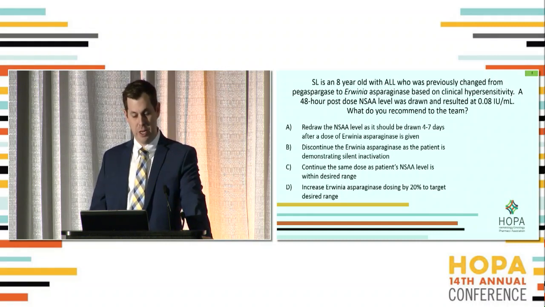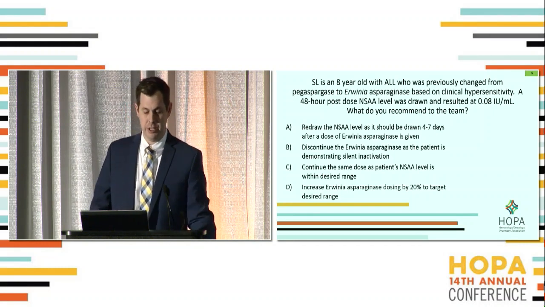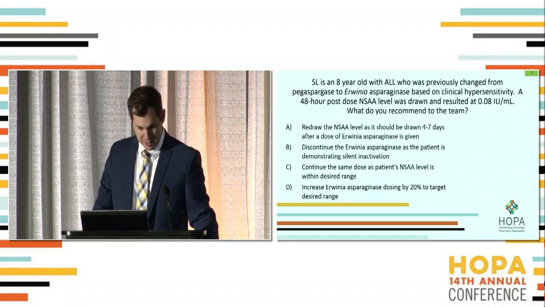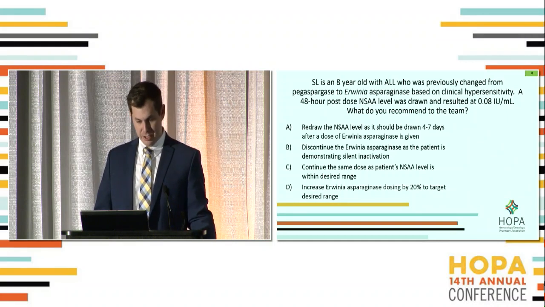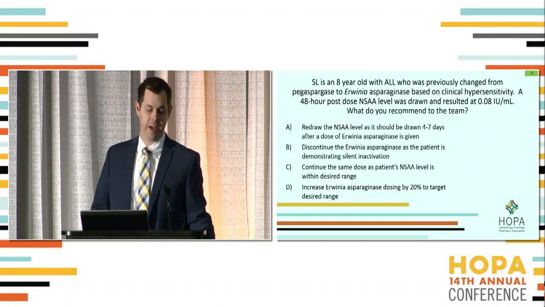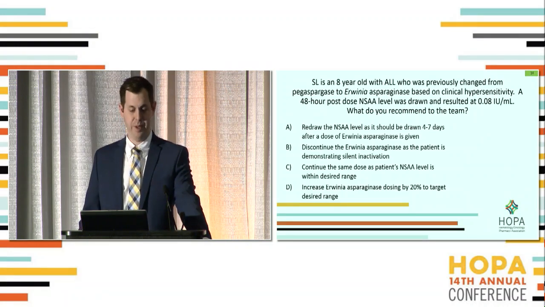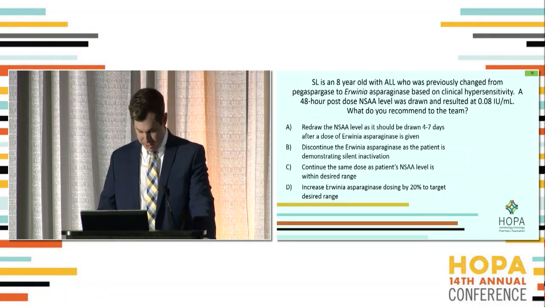Do you recommend to redraw the level as it should be drawn 4 to 7 days after a dose of Erwinia? Do you recommend to discontinue Erwinia as the patient's demonstrating silent inactivation? Would you recommend to continue the same dose as the level is within range? Or would you recommend to increase the Erwinia asparaginase dose by 20% to your target desired range?